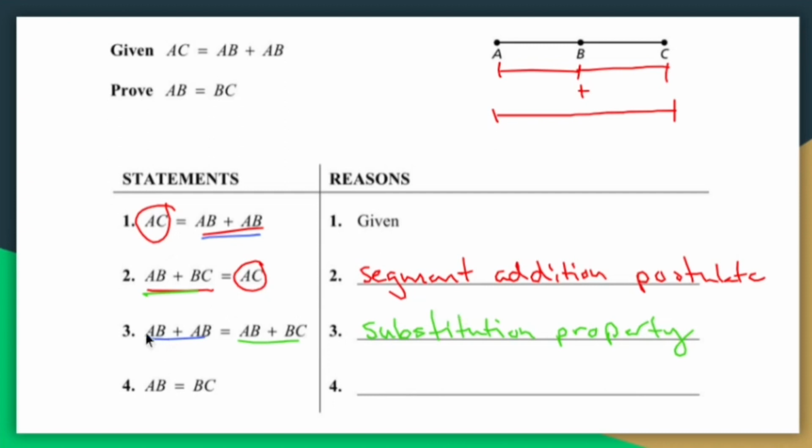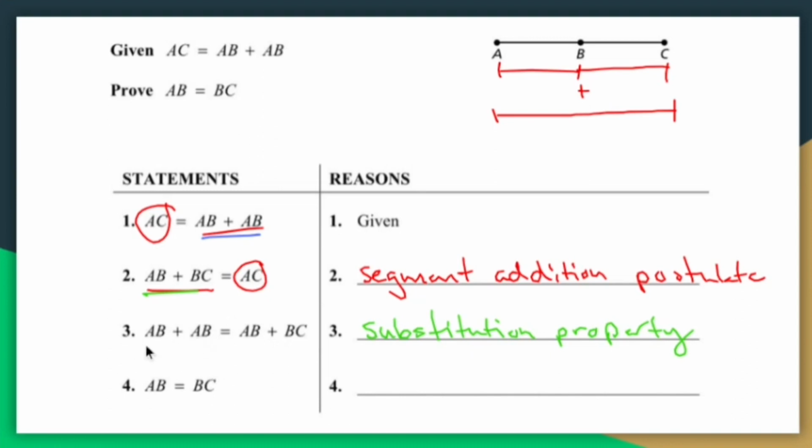Now I have AB, and let me clean this up so I can see it because I'm at my last step and I need to see how I can get from 3 to 4. AB plus AB equals AB plus BC. All of a sudden, it's now AB equals BC. Well, how can I go from 2 things on the left and 2 things on the right to 1 thing on the left and 1 thing on the right? I would have to get rid of 1 from each side.